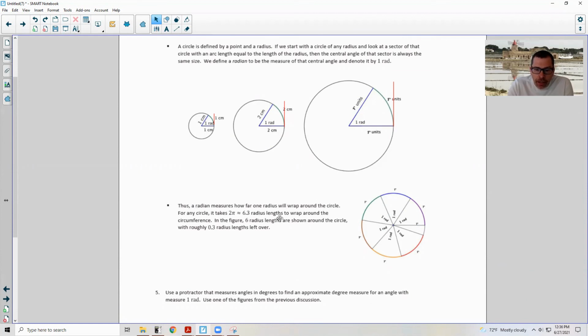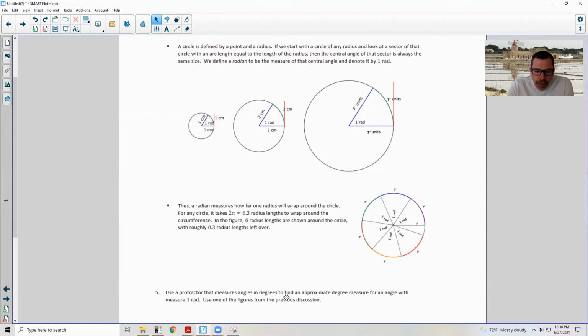Actually, it's 6. Well, we'll leave it at 6.3 for now. Degrees, radius lengths to wrap around the circumference. In the figure, 6 radius lengths are shown. So here's 1, 2, 3, 4, 5, 6, and we come up short by this 0.3.